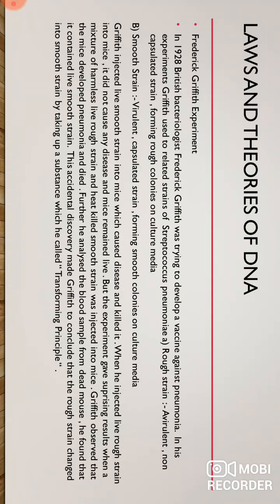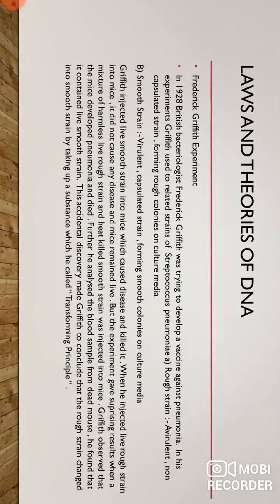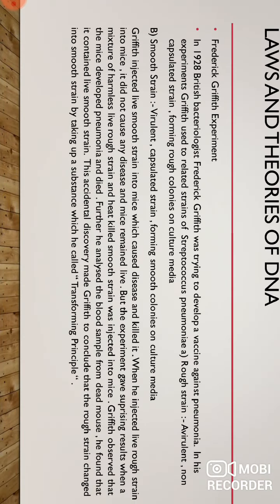Further, he analyzed the blood sample from the dead mouse. He found that it contained live smooth strain. This accidental discovery made Griffith conclude that the rough strain changed into smooth strain by taking up a substance which he called the transforming principle. So this is one of the important experiments and theories.